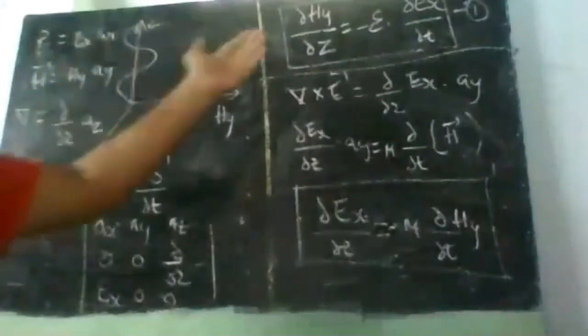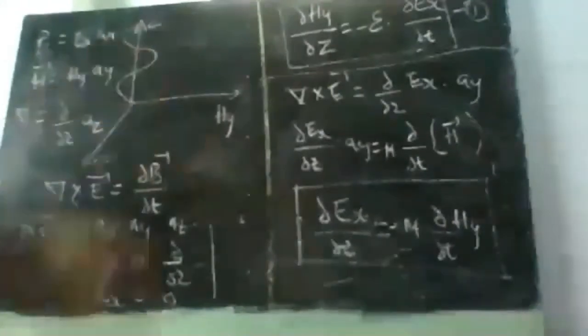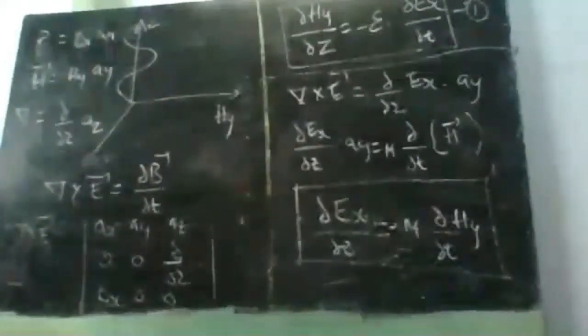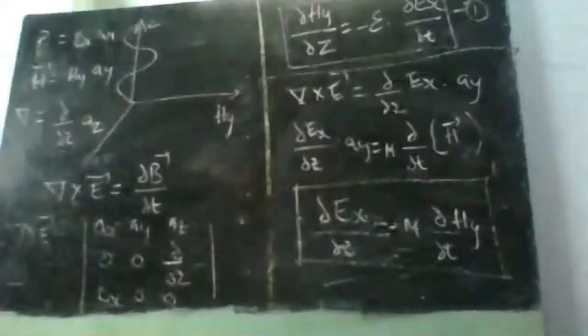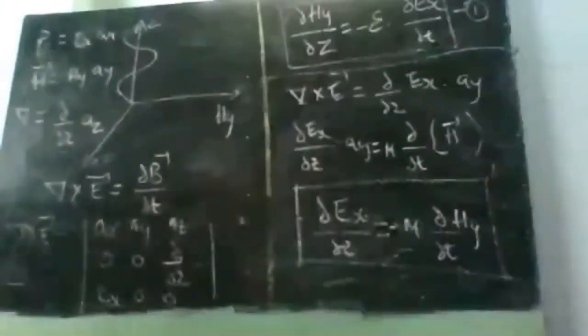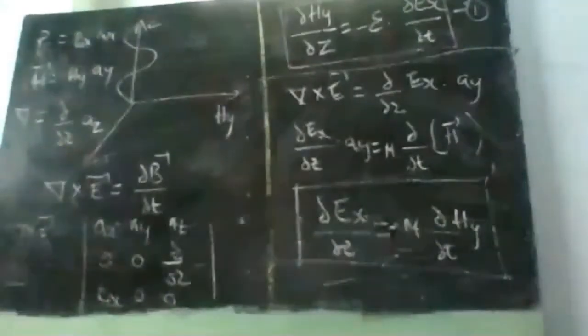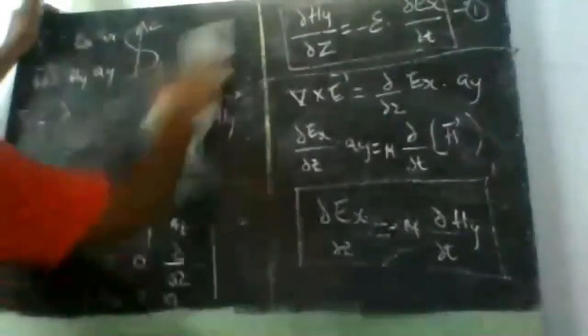So if you are asked to find out the relation, then we can stop up to this point. And we can say that if electric field is taken along X, magnetic field will be along Y. And if it is along Y, magnetic field will be along X, because the wave is said to be propagating along Z.